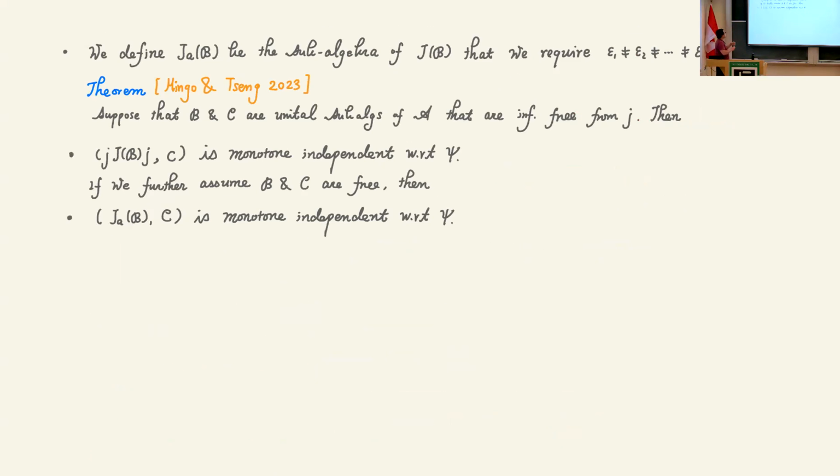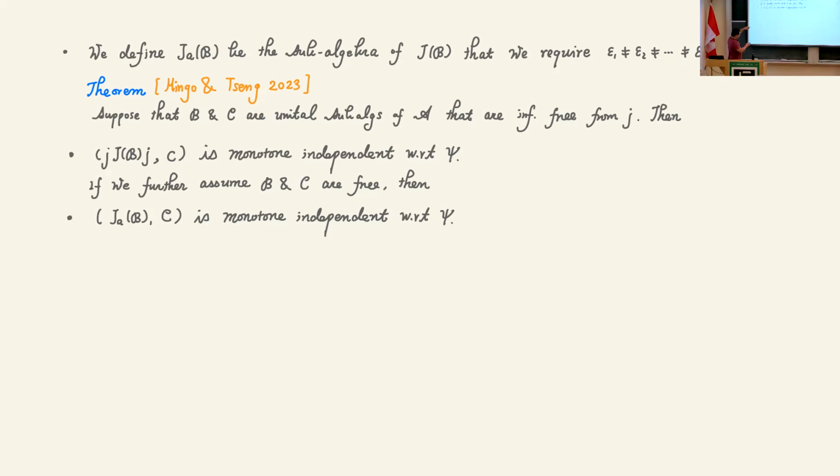But if we further consider a subalgebra, JAB, a unital subalgebra of JB, we require the J epsilon 1, J epsilon 2, and so on to be alternating, which means epsilon 1, epsilon 2, and so on need to be different. Under this assumption, it's called JAB. Then we have the following theorem. Now, if you're given two unital subalgebras B and C of A, and we assume they are infinitesimal free from J, then we have this result.